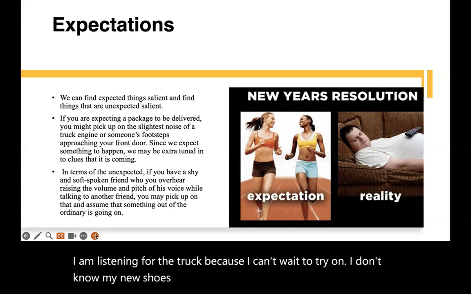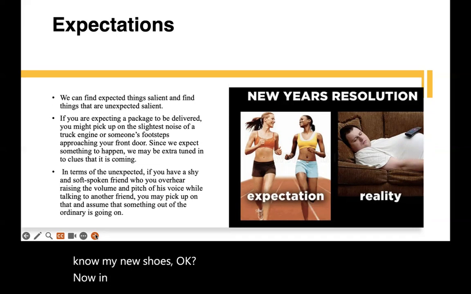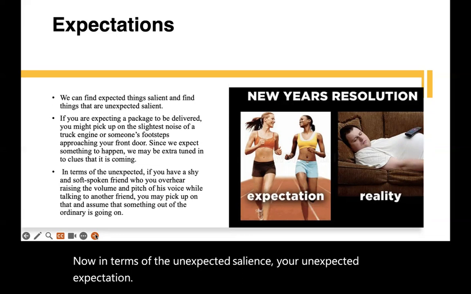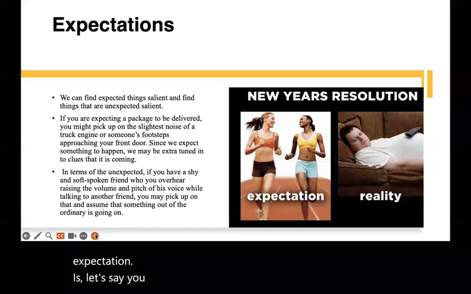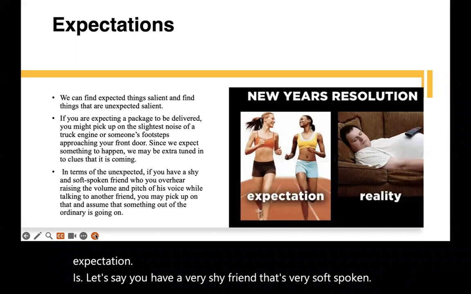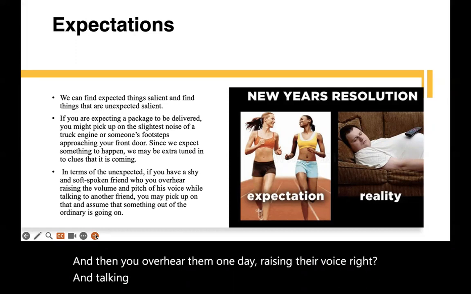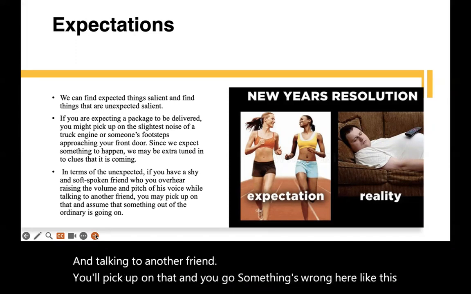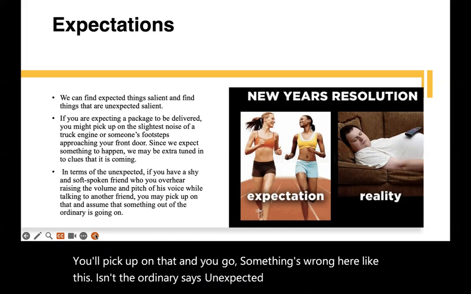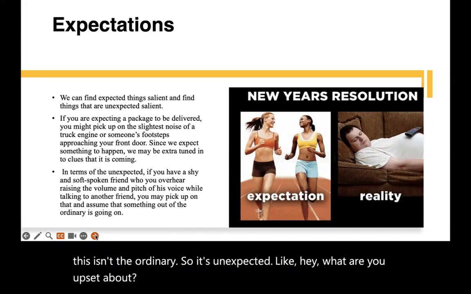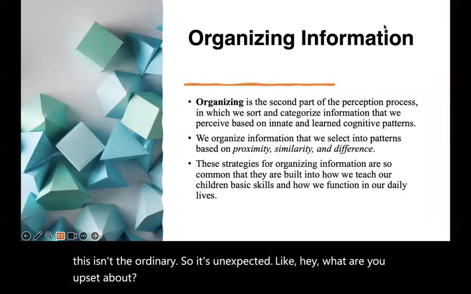Okay? Now, in terms of the unexpected salience, let's say you have a very shy friend that's very soft-spoken. And then you overhear them one day raising their voice, right? Talking to another friend. You'll pick up on that and you go, oh, something's wrong here. Like, this isn't the ordinary. This is unexpected. Like, hey, what are you upset about?